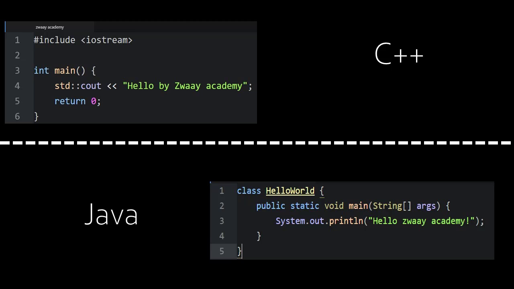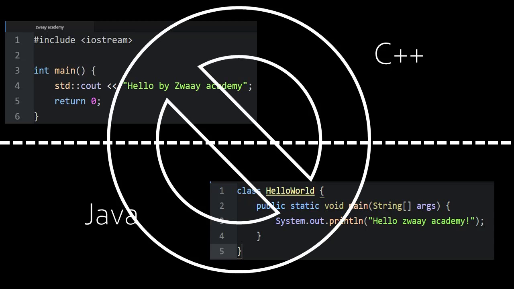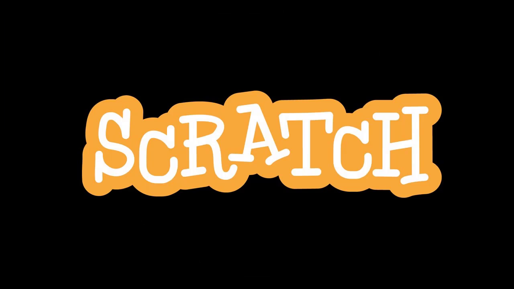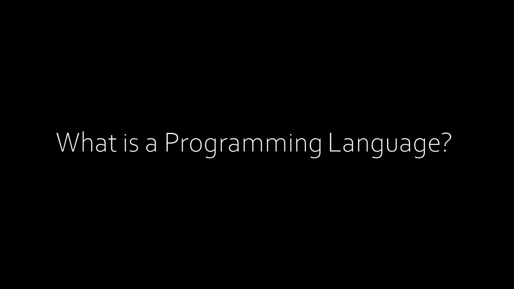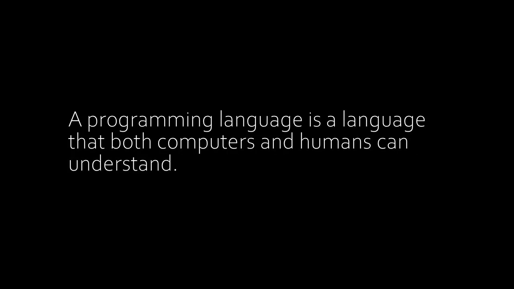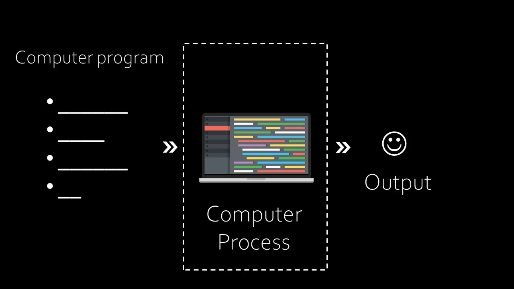Luckily, in this course, we won't be focusing on text-based programming. We'll be focusing on Scratch. We are talking about programming languages such as Scratch, C++ and Java, right? So what are they? A programming language is nothing but a set of pre-written instructions that both computers and humans can understand. A computer can't directly understand the programs as written. There are processes happening in the background to make the computer understand code written by humans.